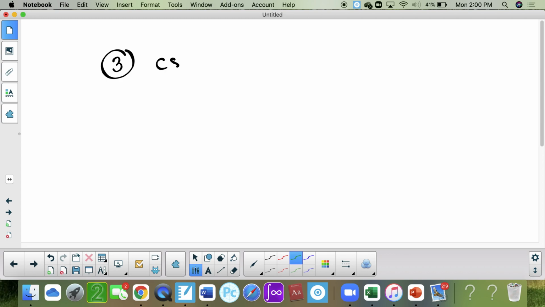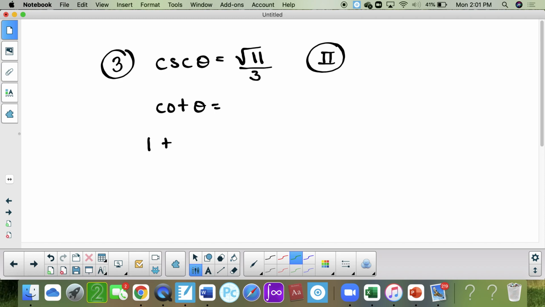So you have the cosecant of theta is equal to the square root of 11 over 3 for the third problem. And you are in the second quadrant. That's really important for the signs. And we're trying to find the cotangent of theta. So again, if you look at your reciprocal identities, there are none associated with cosecant and cotangent. But down below, you can do 1 plus cotangent squared theta equals cosecant squared theta.